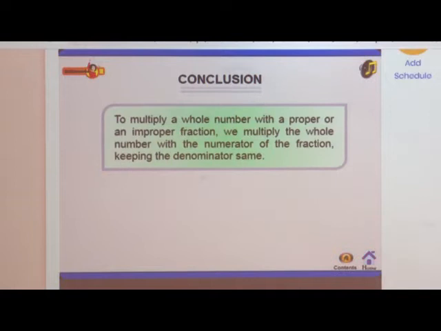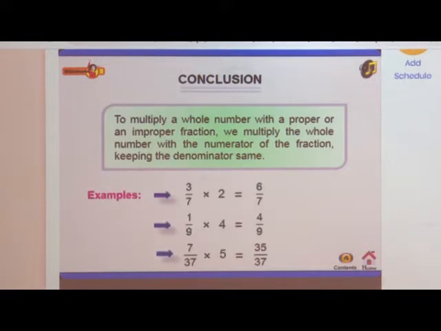Thus, we have a conclusion. To multiply a whole number with a proper or an improper fraction, we multiply the whole number with the numerator of the fraction, keeping the denominator same. Here are some examples.